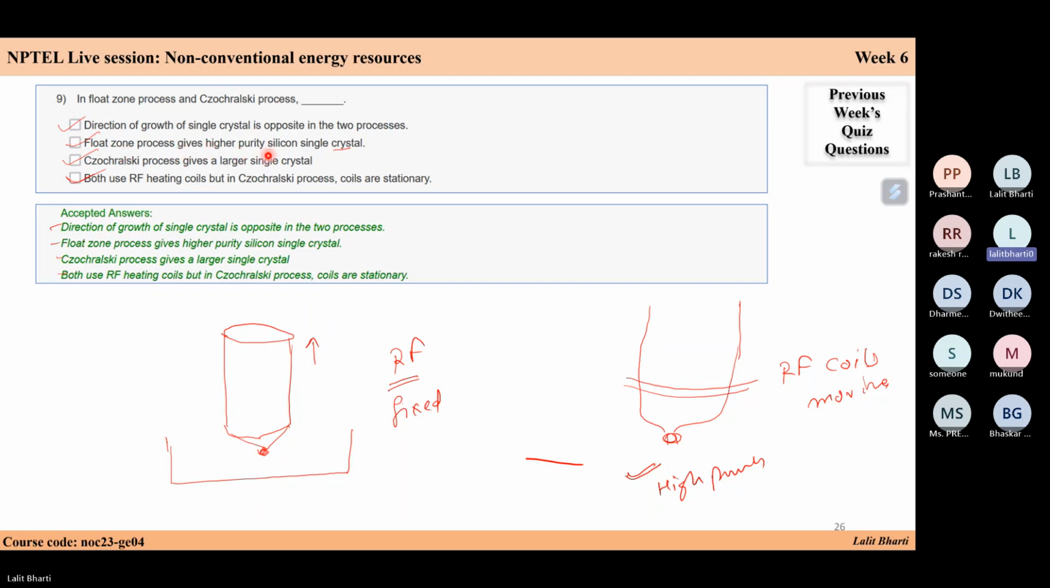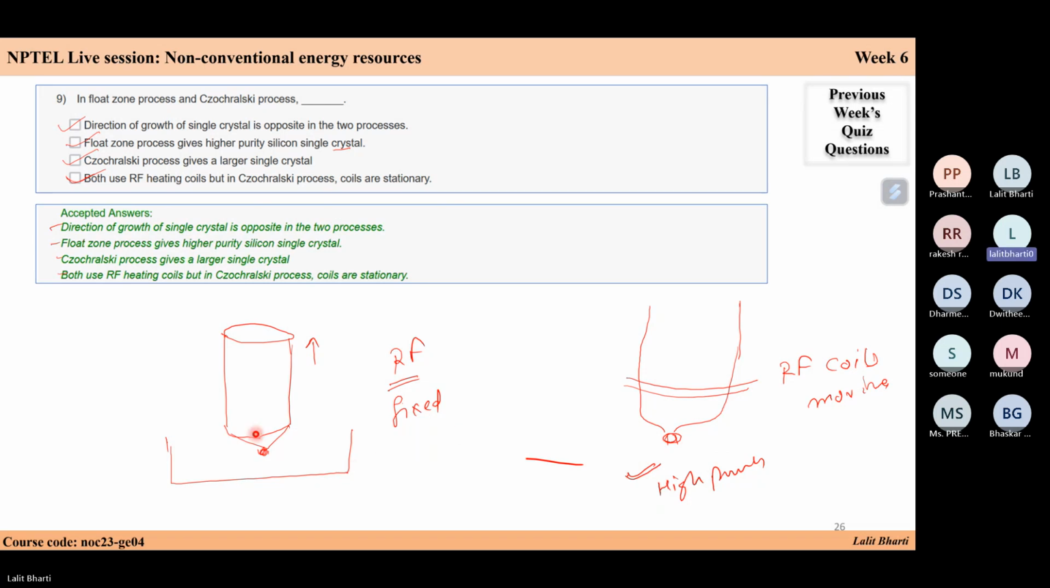Float zone process gives higher purity silicon. So yes, this is a float zone with moving RF coils. They are giving you more accurate or higher purity. Czochralski process gives you larger crystalline size, so that is also correct, because in Czochralski your whole silicon wafer is moving, so you are not restricted with the RF coils, so you can have larger size comparatively to the float zone technique. Then both use RF heating coil, but in Czochralski process coils are stationary, so correct.